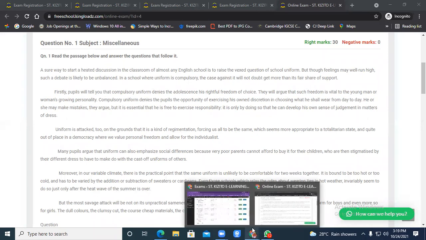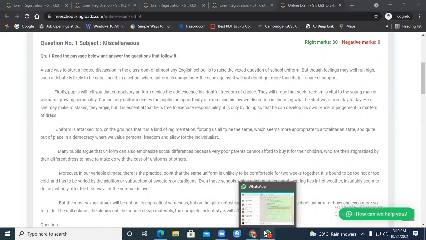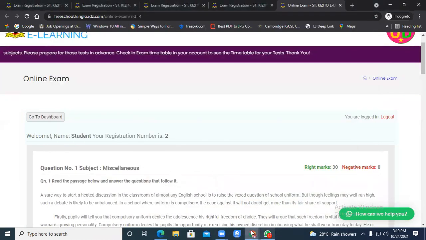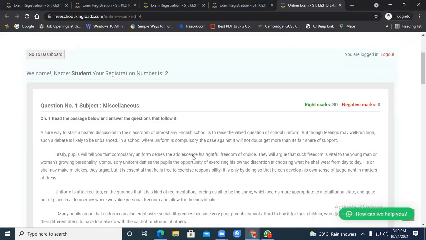Now, there are other papers that we may do on Zoom. Those papers will be for mathematics. So mathematics questions will be done on Zoom.